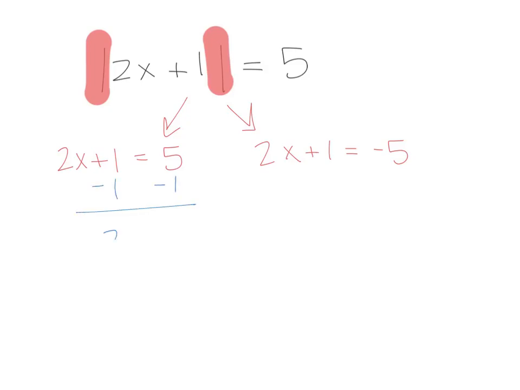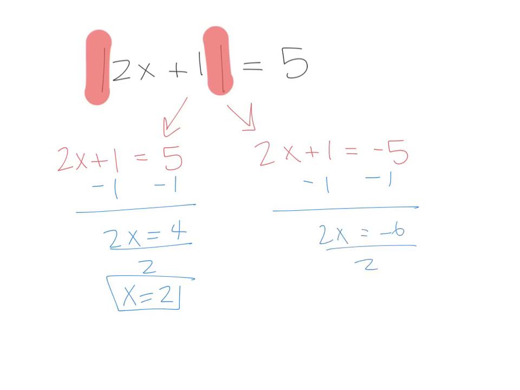Now I'm going to solve these like I've always solved equations. Divide by 2, and I see my first possibility is 2. My second possibility is negative 3. Again, I'm going to plug these back in to check.